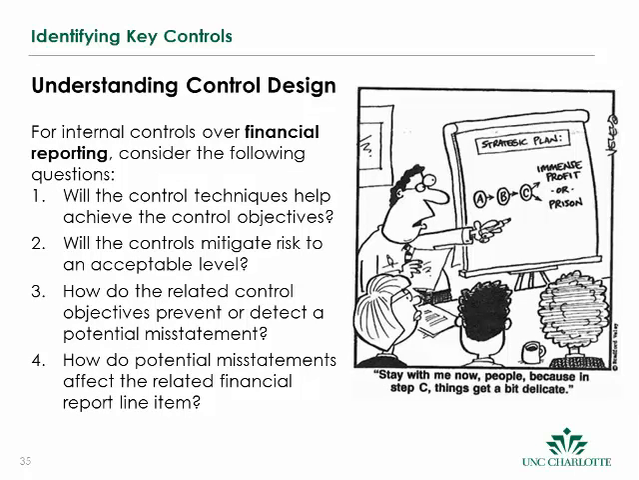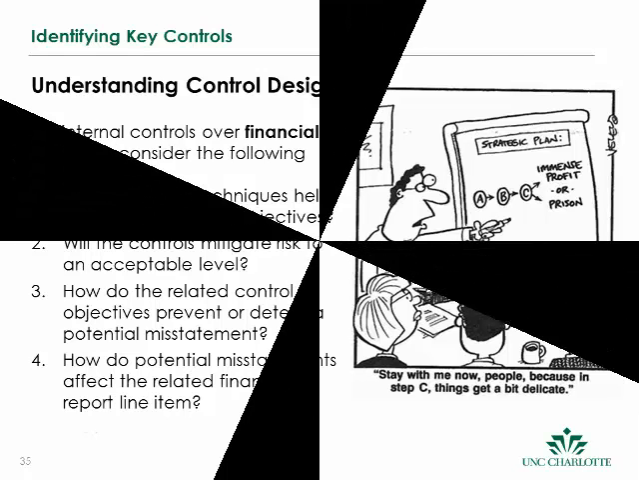We have been talking about internal controls in general, but one key area of internal control is related to financial reporting, both for internal departmental reports and university-wide financial reports, which are key to management decision-making. When designing and documenting controls over financial reporting, consider the following questions. Will the control techniques help achieve the control objectives? Will the controls mitigate risk to an acceptable level? How do the related control objectives prevent or detect a potential misstatement? How do potential misstatements affect the related financial report line item?